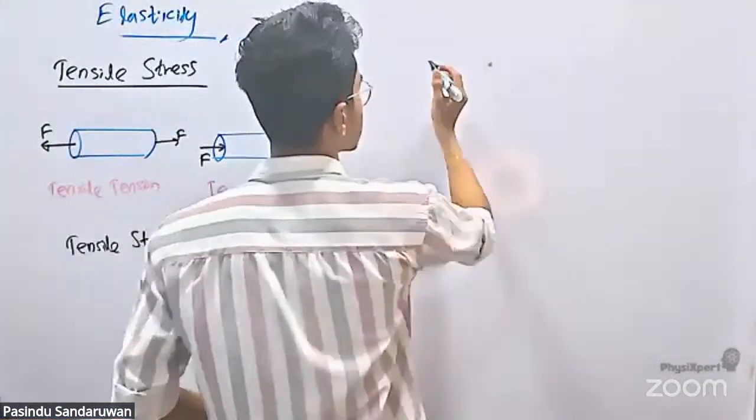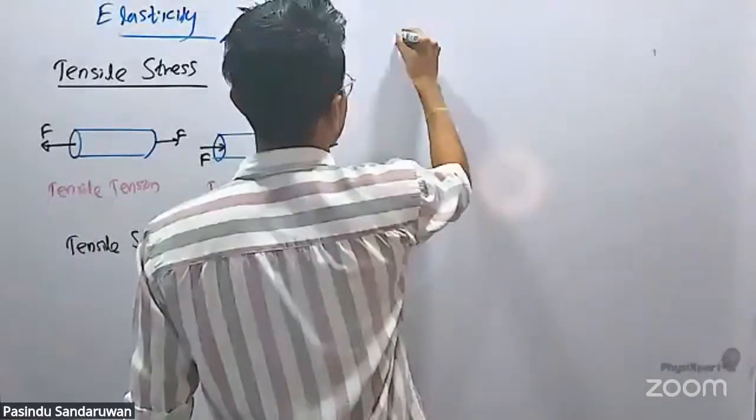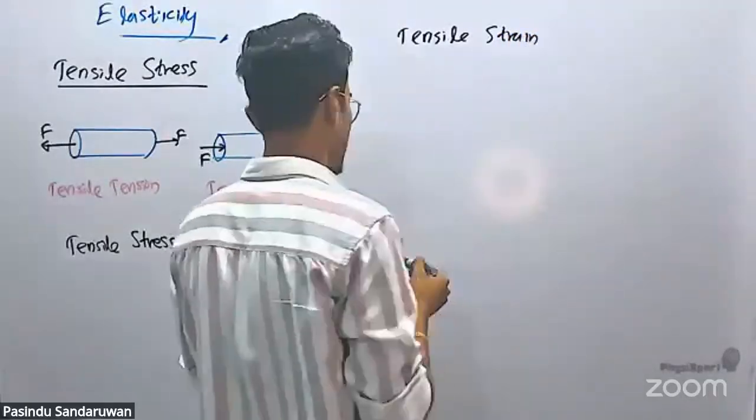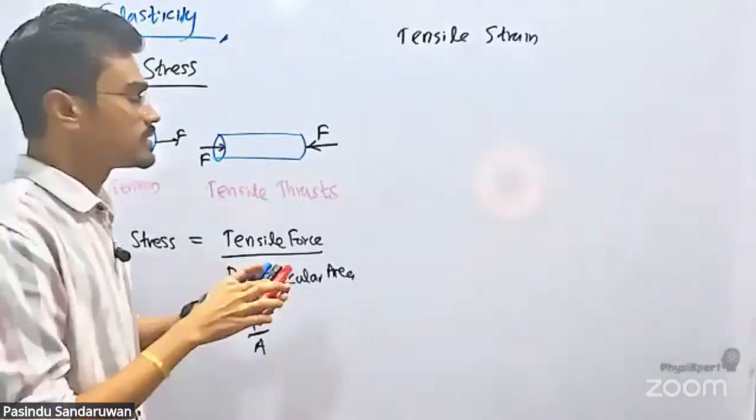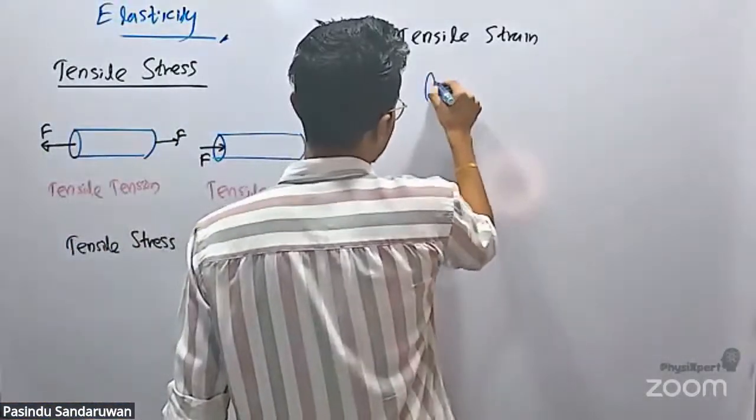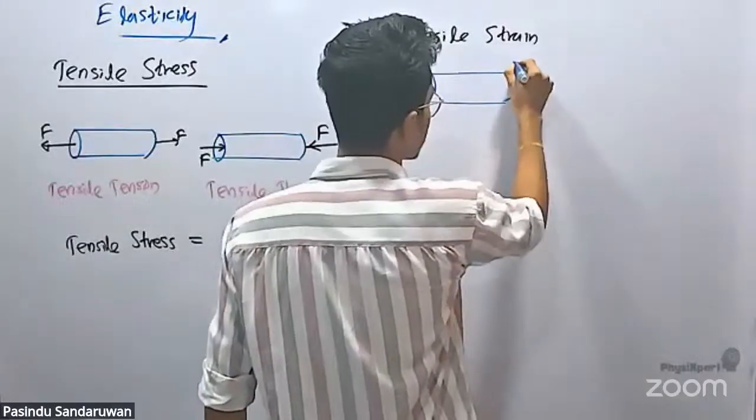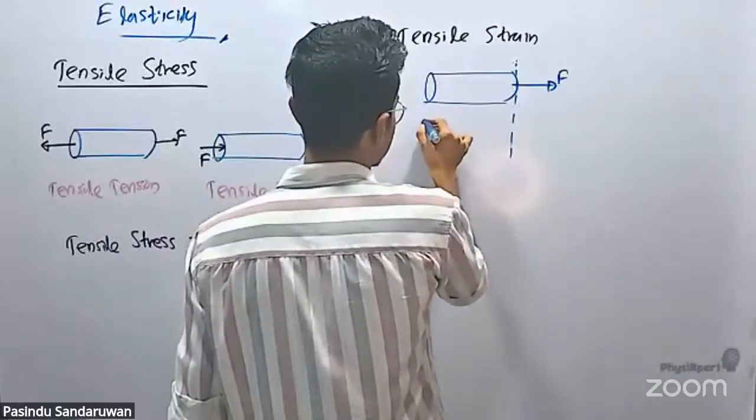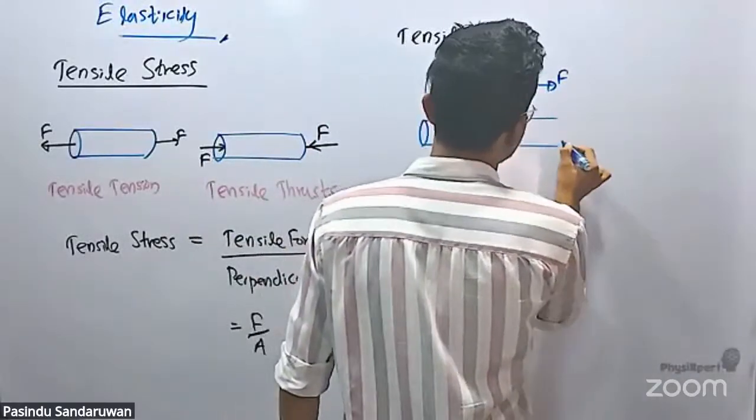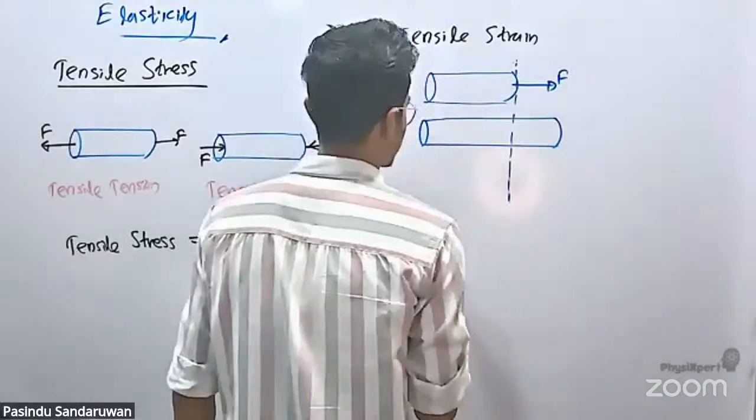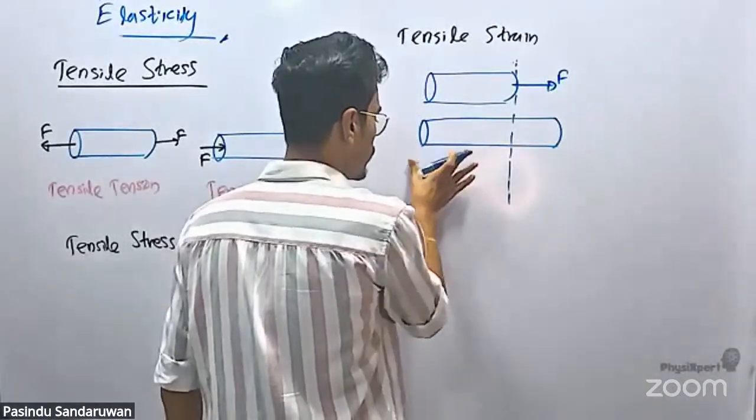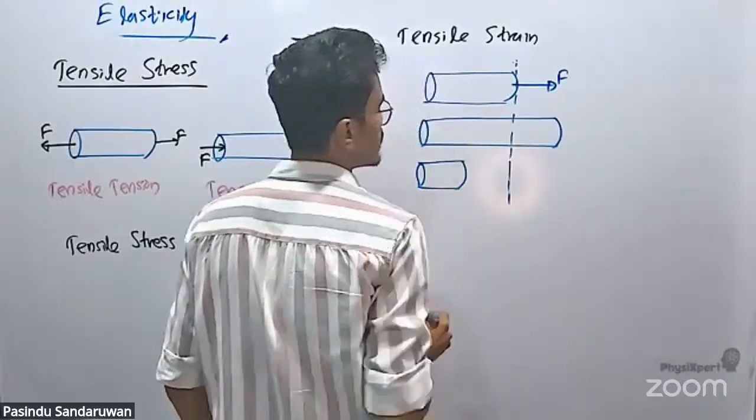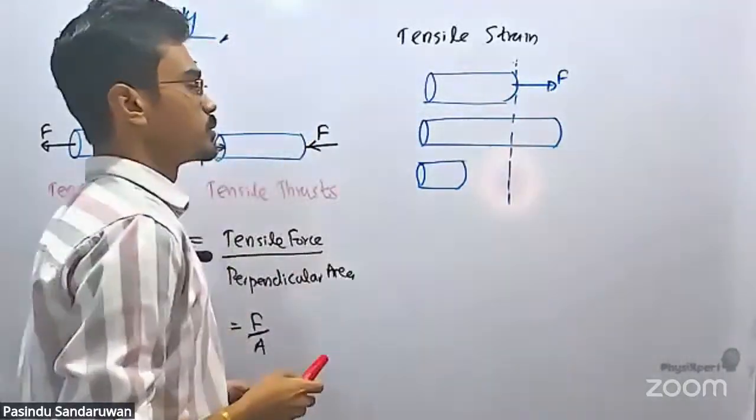Next, write down tensile strain. Look here. Due to a tensile force we applied, say this object is either stretched or contracted like this.